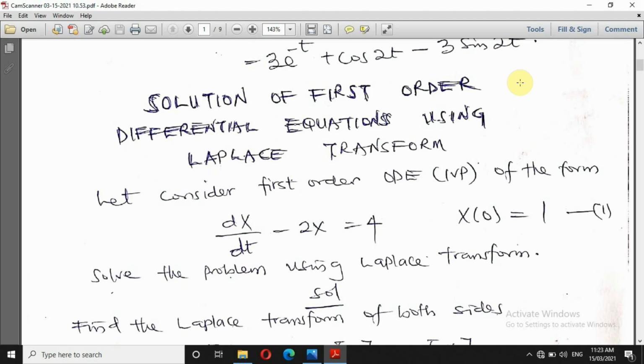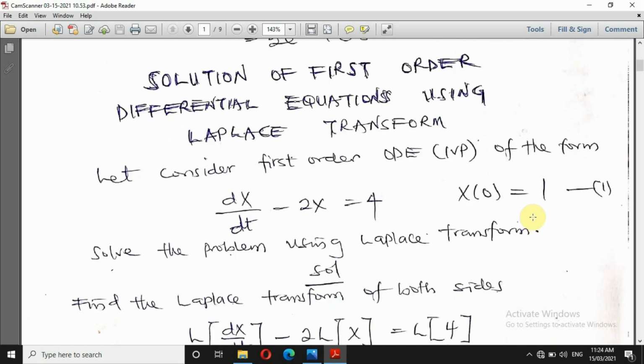Now, the first example on the board, you can see we have dx/dt minus 2x equals 4. As you can see, the order here is 1. So this is first order, and we can call it linear, and we call it an initial value problem because we have the condition specified at the point. As you can see in equation 1, we have the problem subject to the boundary condition. So we're going to solve this one using Laplace transform.